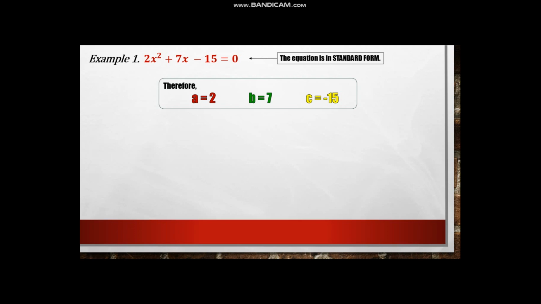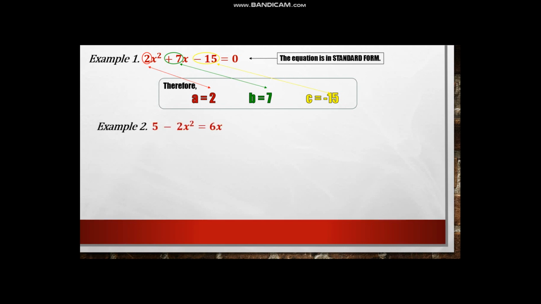So where did they all come from? Where did these numbers come from? a, b, and c are the numerical coefficients of each term. So a came from the numerical coefficient of the quadratic term, which is 2, while b came from the coefficient of the linear term, which is positive 7, and of course c is the constant term having a negative sign. So please take note of this. Do not forget to include the sign of the values of the coefficients. Do not forget to include the sign. It is an important reminder.